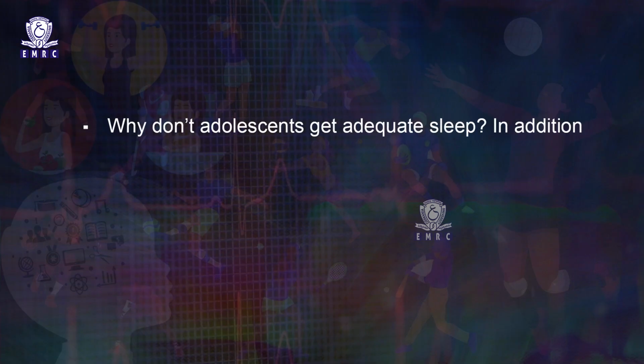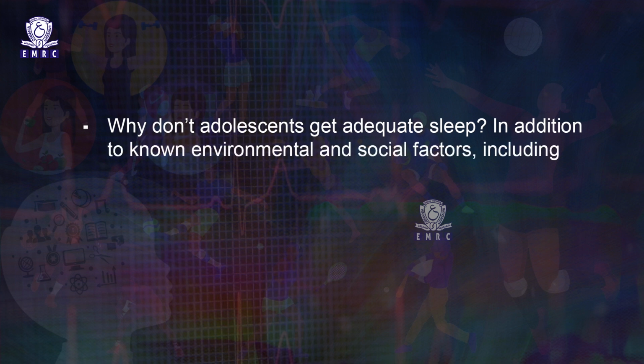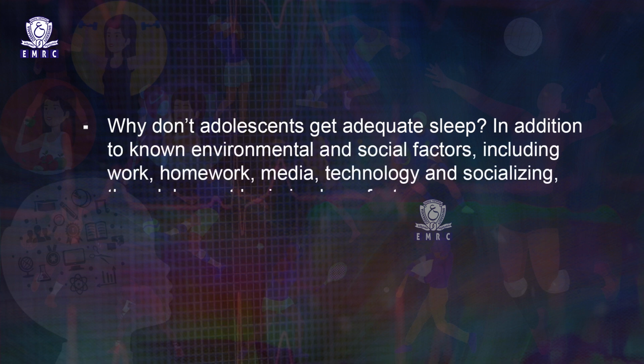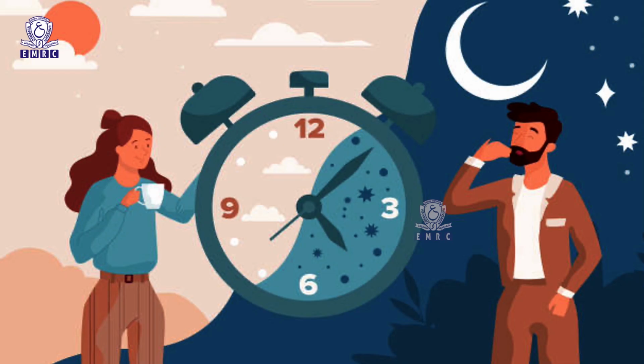But why don't adolescents get adequate sleep? In addition to known environmental and social factors including work, homework, media, technology, and socializing, the adolescent brain is also a factor. As adolescents go through puberty, their circadian rhythm or body rhythm changes and pushes back their sleep time until later in the evening.